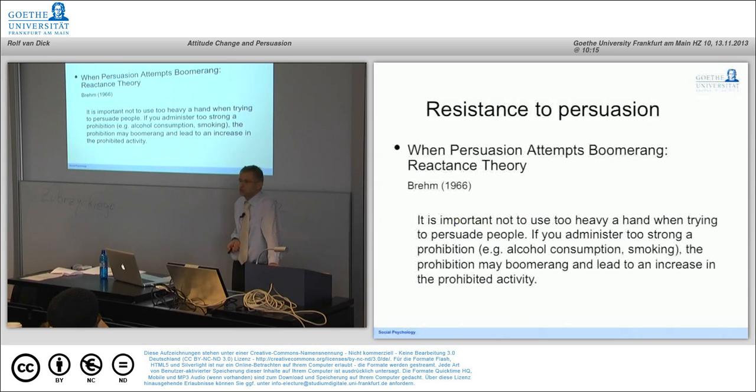And this has been studied by Jack Brehm. Jack Brehm was a student of Leon Festinger. He did his PhD with Leon Festinger, and he wanted to do something different from cognitive dissonance theory, because Festinger always made him do what Festinger wanted him to do. So he reacted against this by developing some sort of cognitive reactance. This research suggests that when we feel illegitimately suppressed in our freedom to act, then we sometimes do the opposite of what people want us to do.